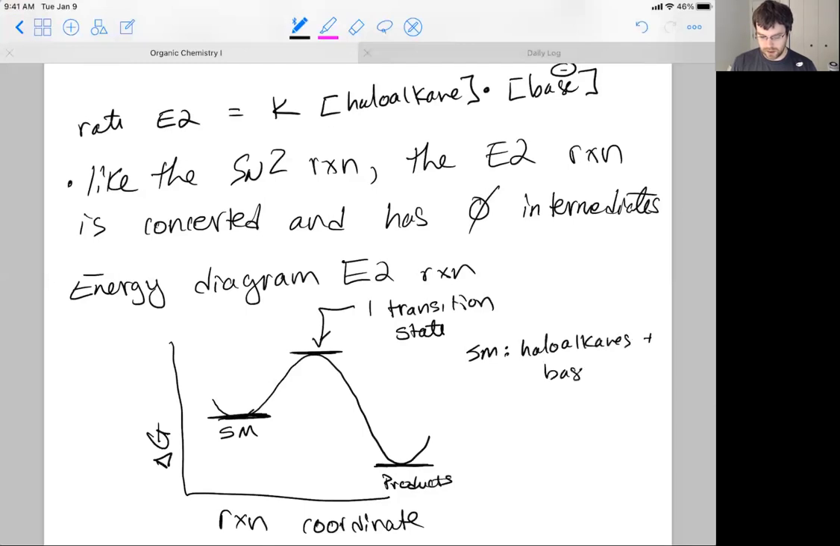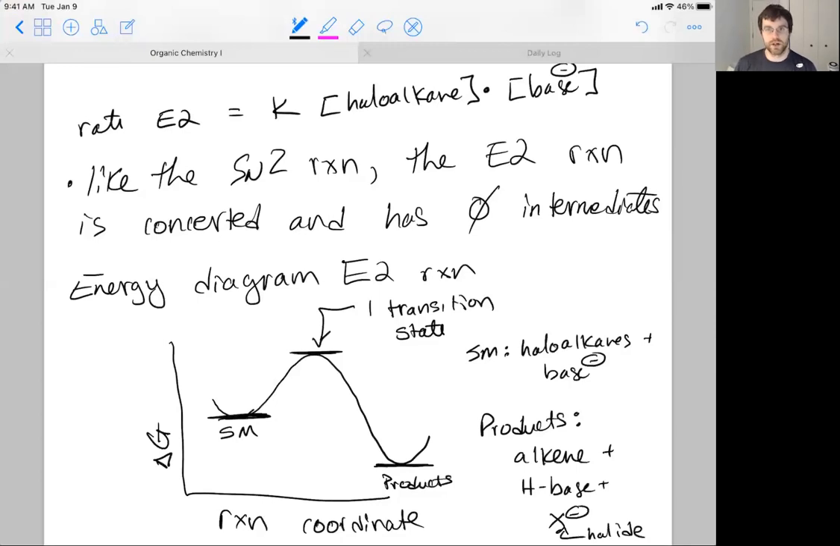plus the base, which I'll draw as a negative, and then the products are, and one thing I keep forgetting, and that's my bad, the alkene plus the H-base, and you actually also have X minus, which is our halide. So that would be like Br minus or I minus or Cl minus. And I've forgotten that as I introduced the reaction. It's not a big deal. It's one of these byproducts that we just lose, but I should have been more consistent.